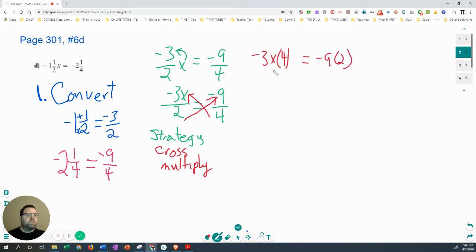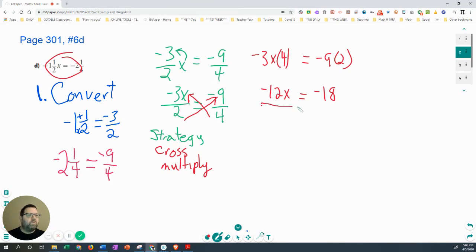-3x times 4 is -12x. And -9 times 2 is -18. Okay? So now we've got something familiar. We've gone from this messy looking thing because it's a mixed number, we converted it to improper, and now we've got something that's really workable.